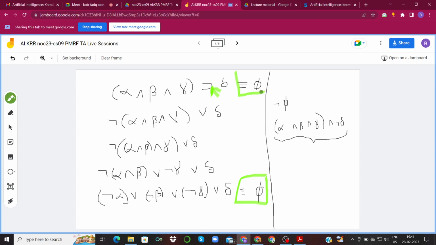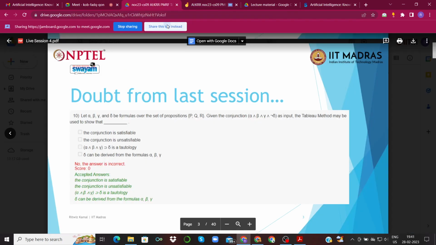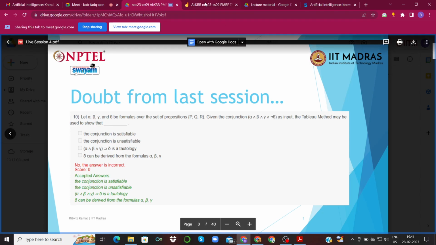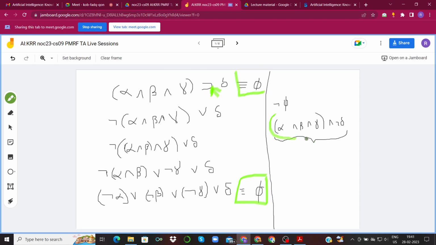Okay, and what is the negation of phi? Which is basically alpha and beta and gamma and not delta. And what you are giving as input to the tabular method is this thing, alpha and beta and gamma and not delta. So if you are able to find, using the tabular method, that there is no model for this one, which means there is no model for not phi, which means that not of phi is unsatisfiable, or phi is a tautology, which means this thing is a tautology.